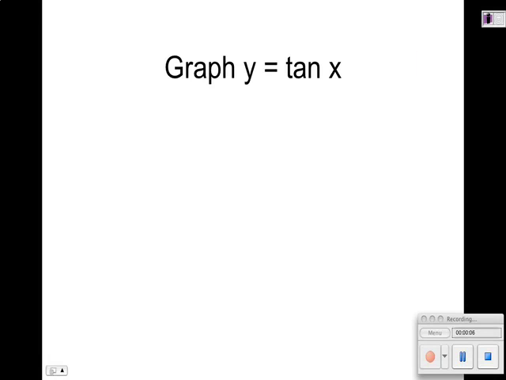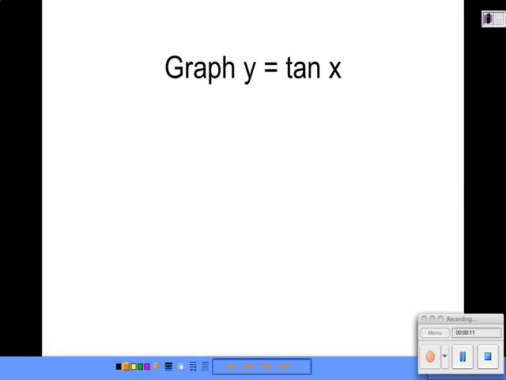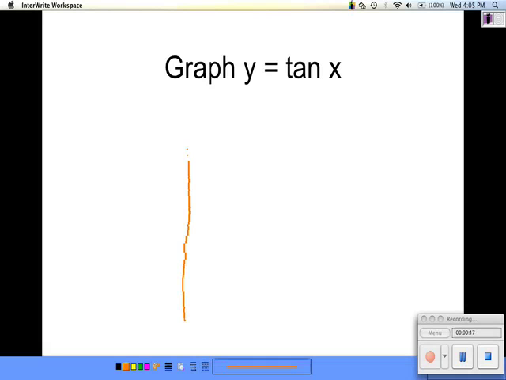We're going to look at the graph of tangent x. We're not going to spend a whole lot of time with this because the shifting and all that stuff behaves the same way with tangent. But we are going to look at it nonetheless, and we are going to refer back to the unit circle to help us out with this.